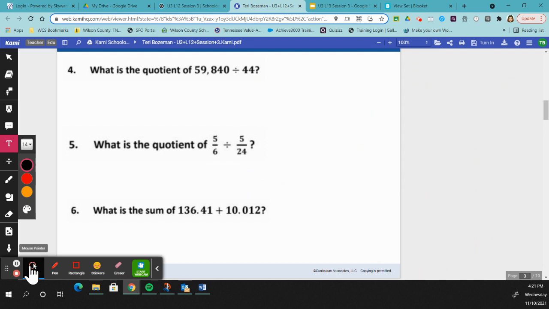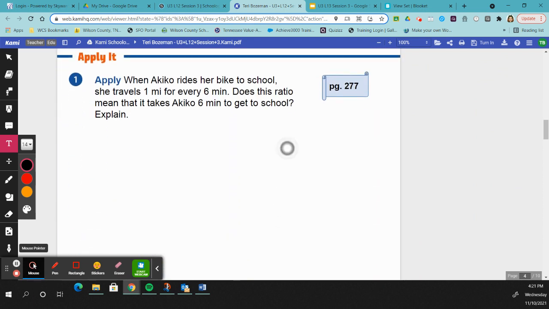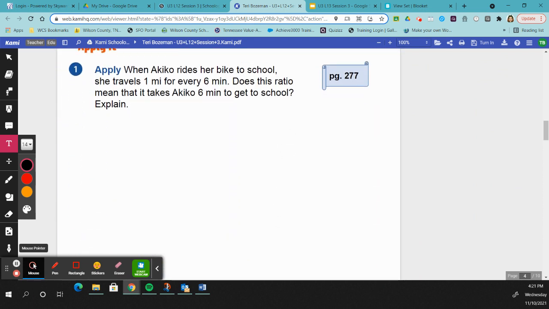All right, number 1. When Akiko rides her bike to school, she travels 1 mile for every 6 minutes. Does this ratio mean it takes Akiko 6 minutes to get to school? Explain. Now, if you would like to or prefer to work in your textbook for this, this is textbook page 277. And this is something that I'm taking a grade on. So make sure that when you work these, that you do turn them in, whether it's on the computer or out of your textbook.